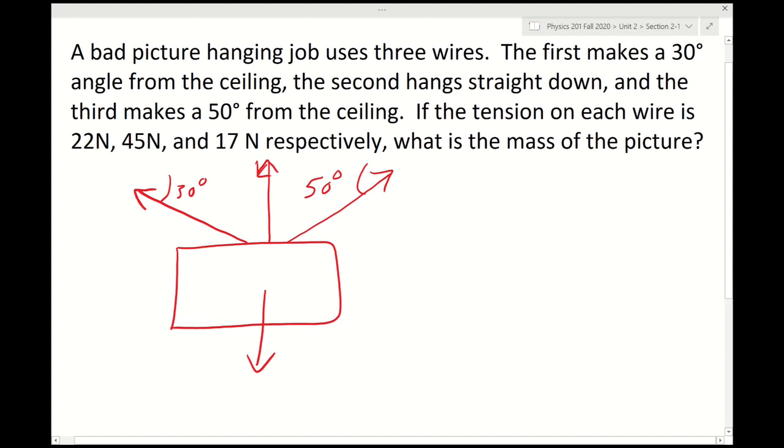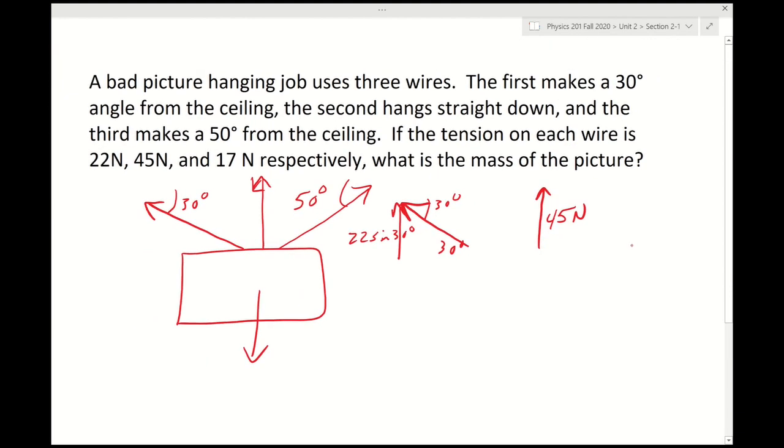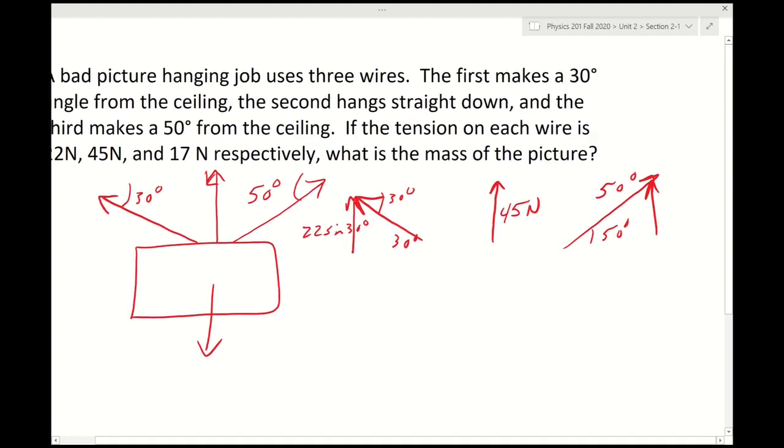The vertical component of the one on the left, if this is 30 degrees, then this is also 30 degrees. The vertical component is going to be 22 sine of 30 degrees. The one in the middle is vertical, so it's contributing all 45 newtons of its tension. The one on the right is hanging 50 degrees, and so the vertical component here is going to be 17 sine of 50 degrees.